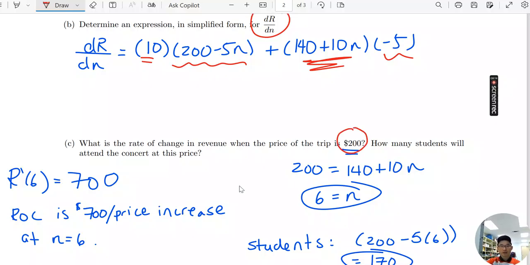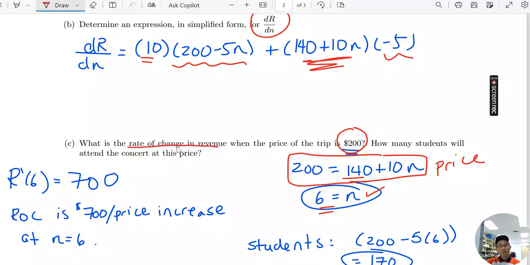Well, when the price of the trip is $200, that would mean, because originally it was 140, that it was increased 6 times, because 6 times 10 is 60. 60 plus 140 is 200. Or, set the equation equal to what the price was. Solve for n, you get 6. Which means that at 6 increases, okay, what is the rate of change in revenue?